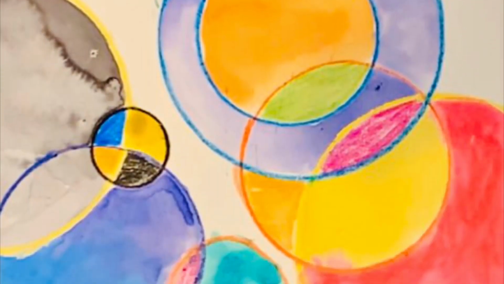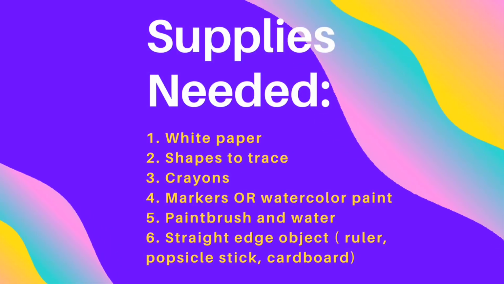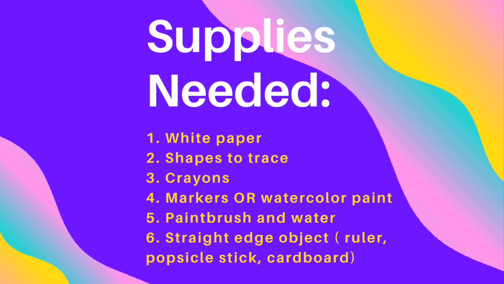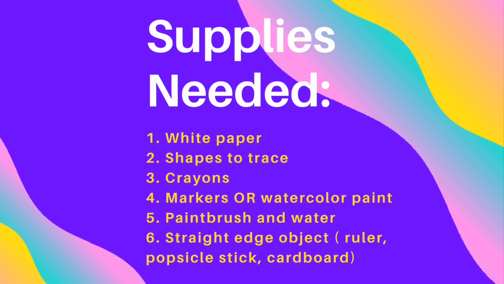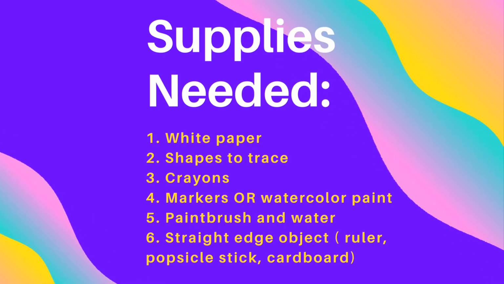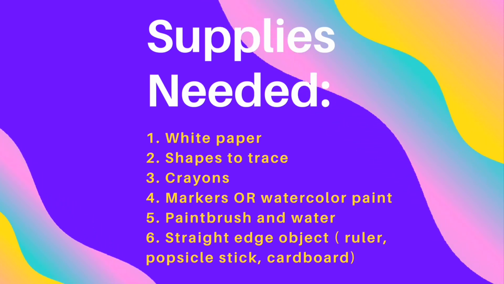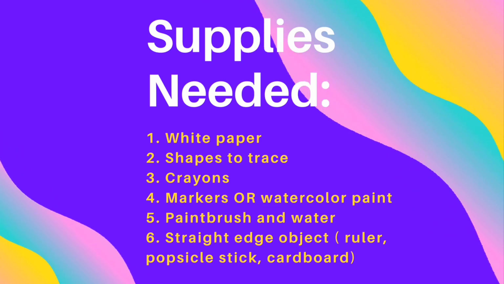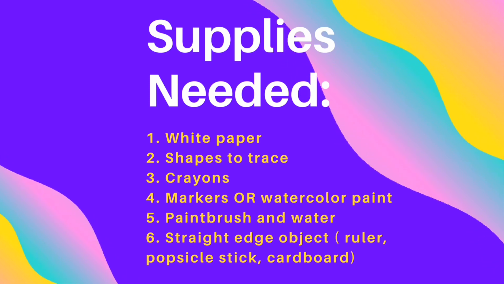So let's get started on your abstract artwork. Here are the supplies that you're going to need. First, you need to find a white piece of paper. It can be any size or shape. You need to find some objects to trace around. I'm using circles, and I found 3 different circles to trace for mine. You can use any shapes you'd like, and they can be different shapes. You'll need to find some crayons. You'll also need either markers or watercolor paint. You have to choose one, paintbrush and some water, and then some object that has a straight edge, like a ruler or a popsicle stick.